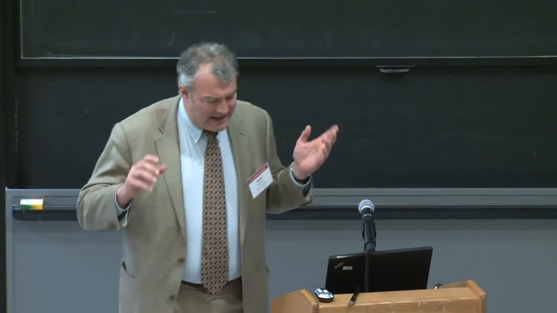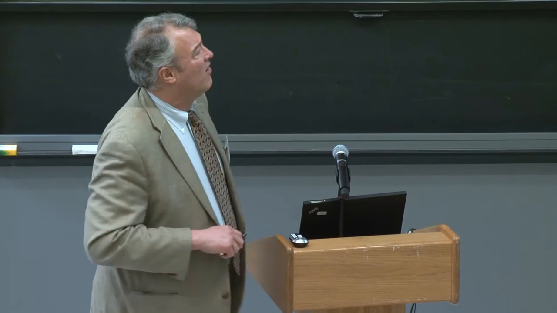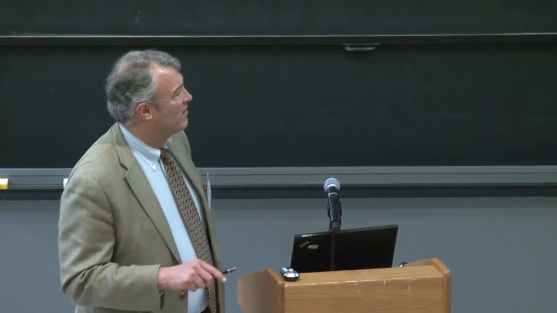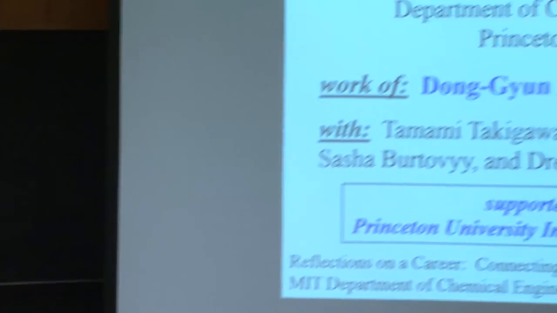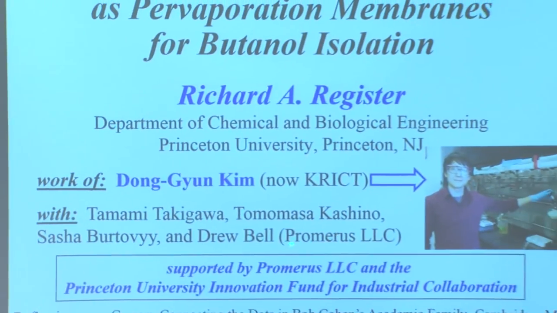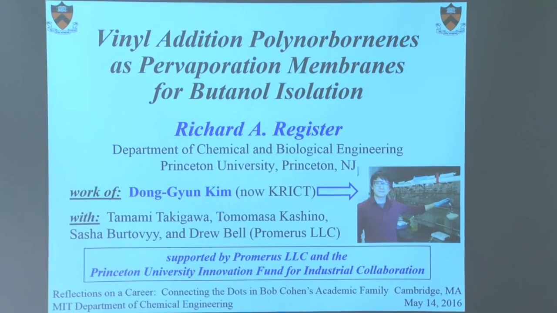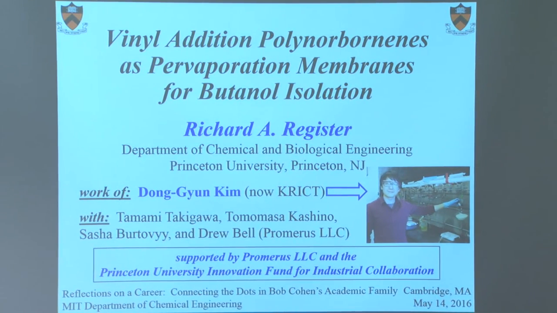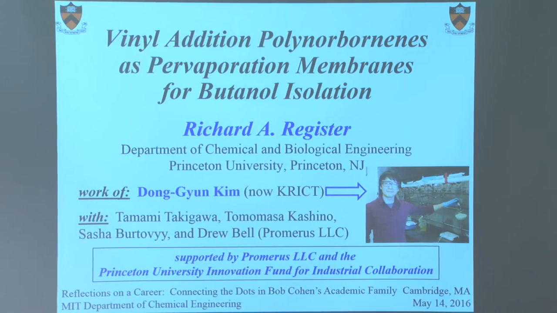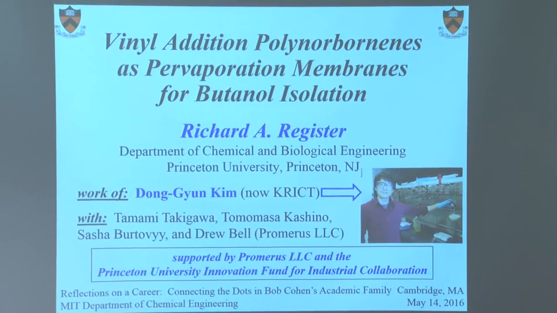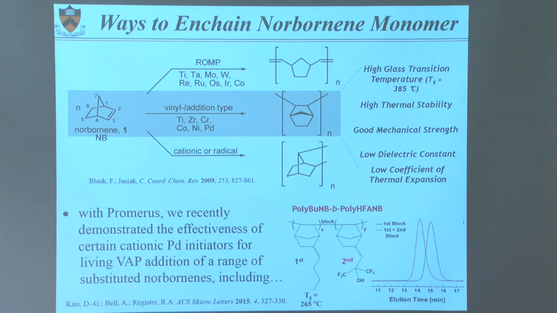And so today I'll give you a short version of a talk on a project that we've undertaken recently. Most of this is the work of Dongyun Kim, and it's been in collaboration with Promeris. And the goal here is to make polymers that are suitable as separation membranes that will selectively remove butanol from dilute aqueous solution. You can think fermentation broth if you're thinking dilute aqueous solution.